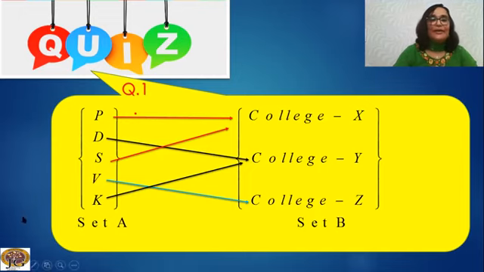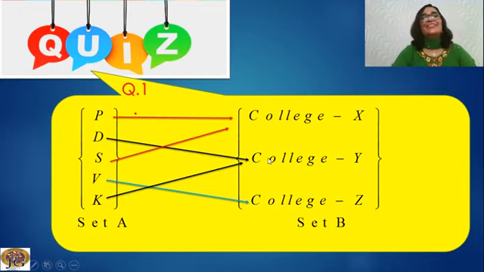So absolutely, Mr. P and Miss S, they both can go to the same college, no problem. P goes to one college, that is X. D goes to another college called Y. S goes to college X. V goes to some college Z. And K goes to some college Y.